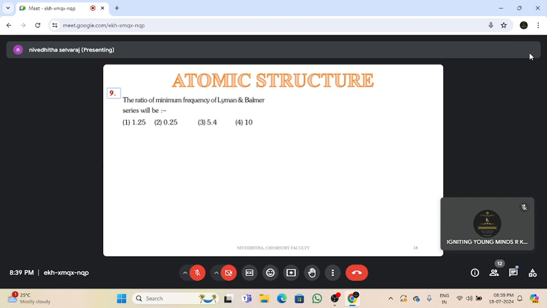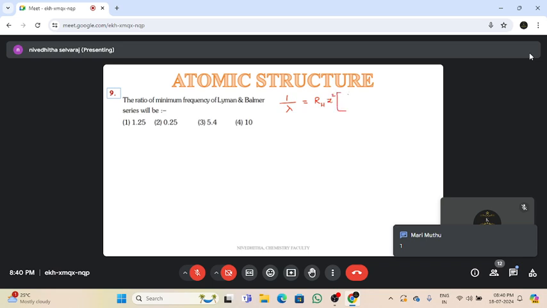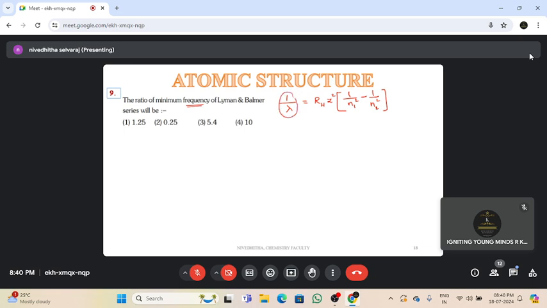So what is the formula we learned in the hydrogen spectrum? 1 by lambda, which is the wave number, is equal to Rydberg constant into Z square into 1 by n1 square minus 1 by n2 square. This is the only formula we know from the hydrogen spectrum. Here they are talking about frequency, but the formula is related to wave number. Now I have to convert this wave number into frequency.